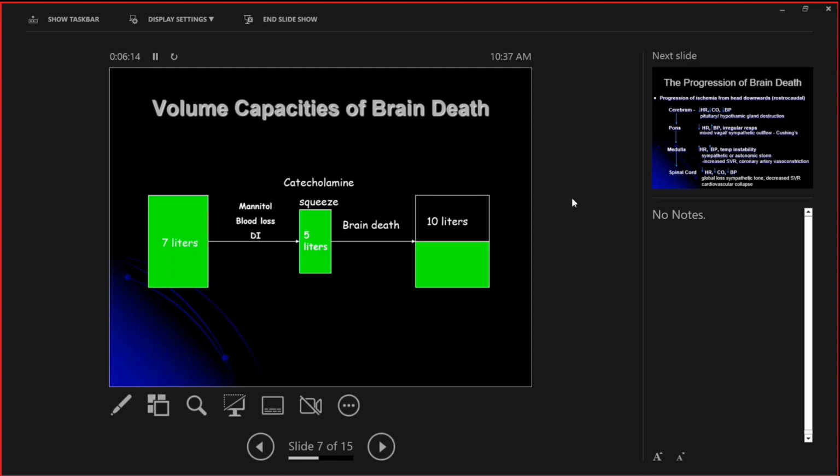So this is just a cartoon graphic to think about what happens during the brain death process. You start out with about 7 liters of circulating blood volume. You have this big catecholamine squeeze, and you squeeze down to about 5 liters because you've vasoconstricted so much and put fluid out of your intravascular space. Then you lose all of that tone. Now you have a sink that can hold 10 liters, but you only have 5 liters in it. That's the graphic I think is the most important, which is why I say one of the things we need to do pretty quickly after we get on site is give volume.